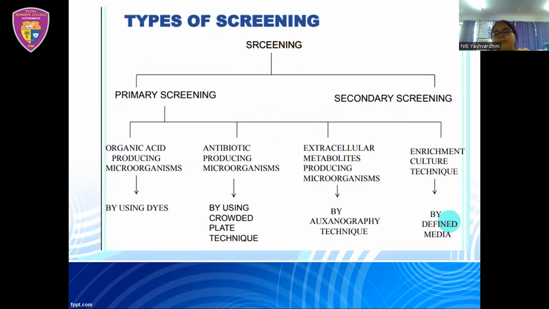So what are the different types of screening? Screening can be primary and secondary. For primary screening we use different techniques. For isolating organic acid producing microorganisms, we use dyes. For isolating microorganisms which produce antibiotics, a very important metabolite, we use the crowded plate technique. For microorganisms which can produce extracellular metabolites, we use the auxanographic technique. For selective compound producing microorganisms like vitamins and amino acids, we need the enrichment culture technique. And next is the secondary screening.